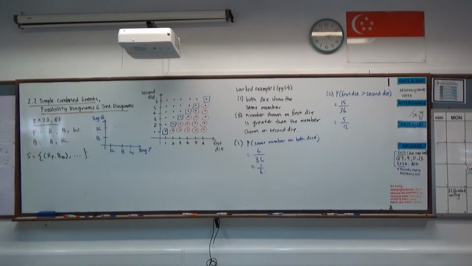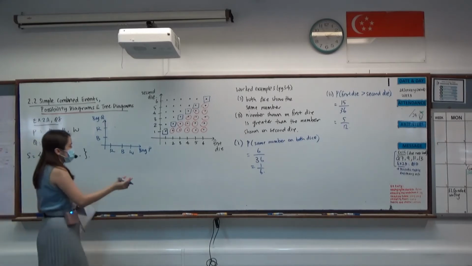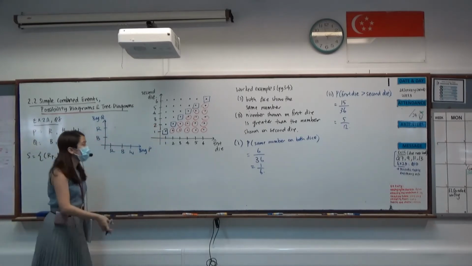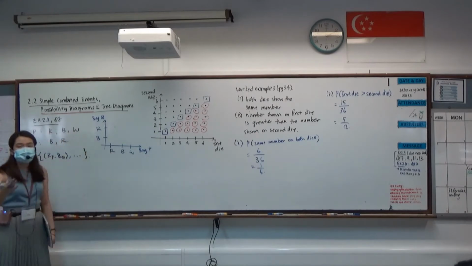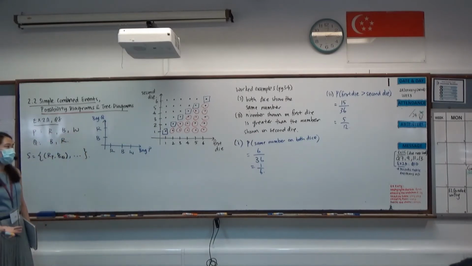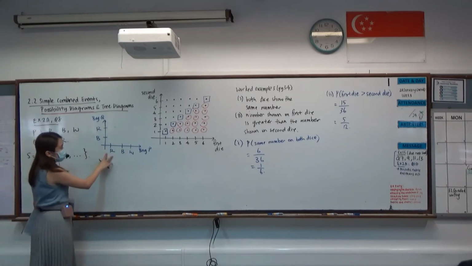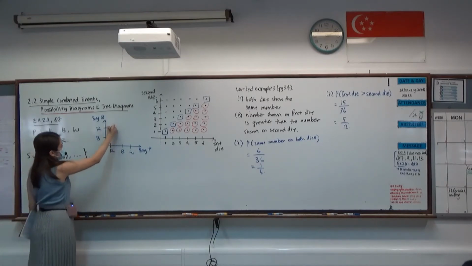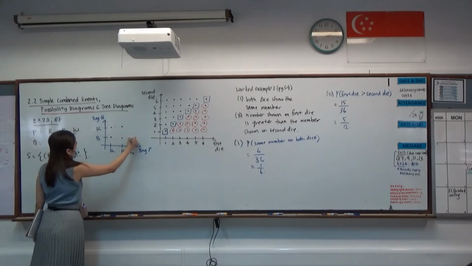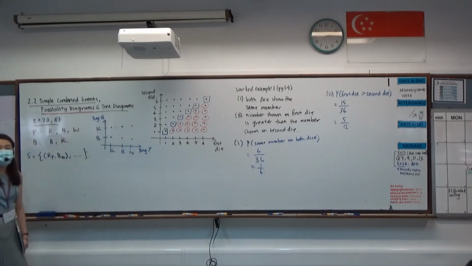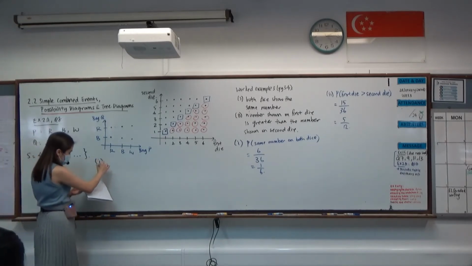So in the possibility diagram, it is not necessary that your axis has numbers only. You can have other stuff. It just really depends on the scenario that you're given. So in this case, the possibilities would be that there are six total possibilities, which is consistent with our sample space size.